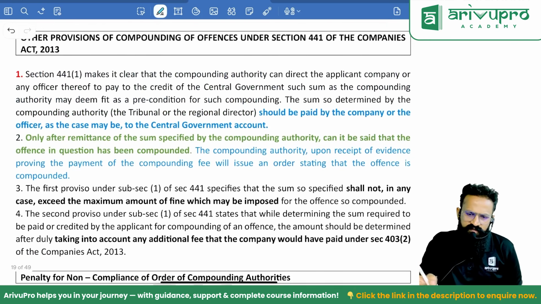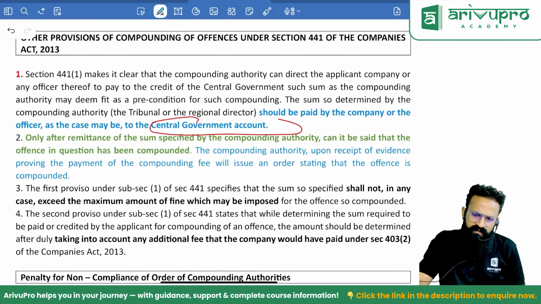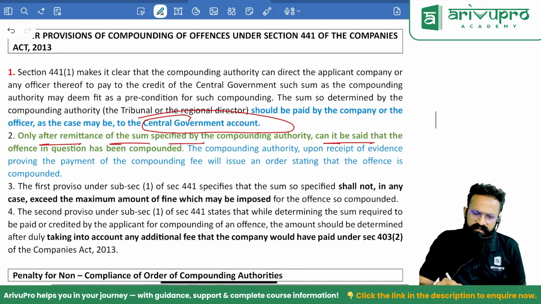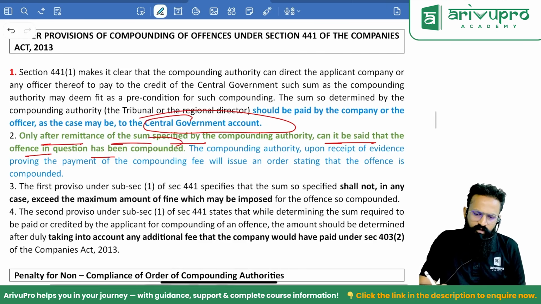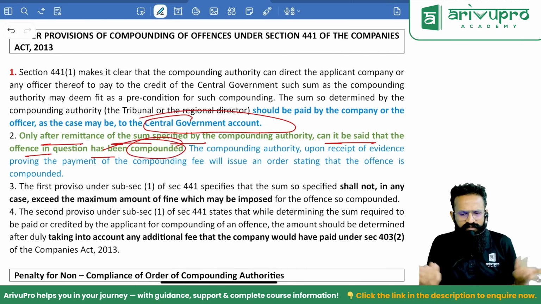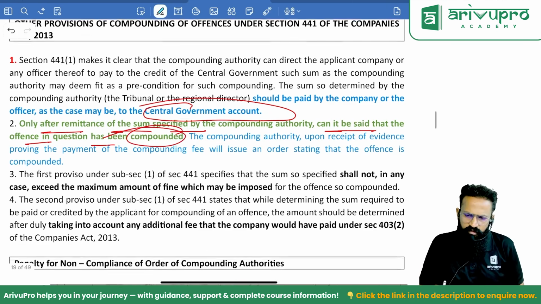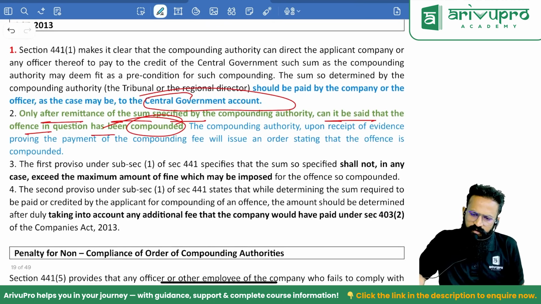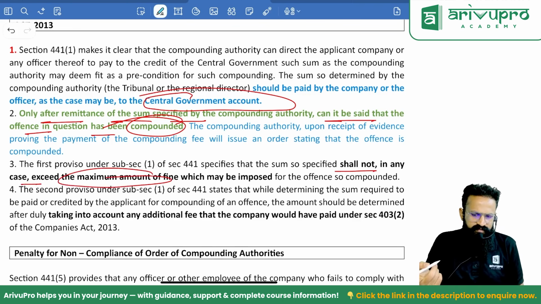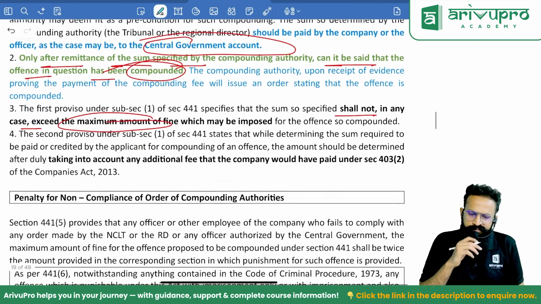The money, whatever is the compounding money, should be paid to the central government's account. Only after remittance of the sum specified by the compounding authority can it be said that the offence in question has been compounded. Only after paying the money will we say that the offence is compounded. The first proviso specifies that the sum so specified shall not in any case exceed the maximum amount of fine, which we have already seen.